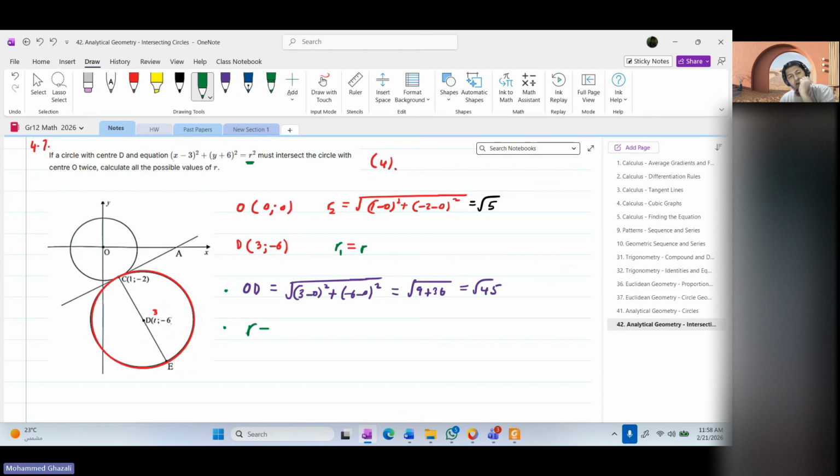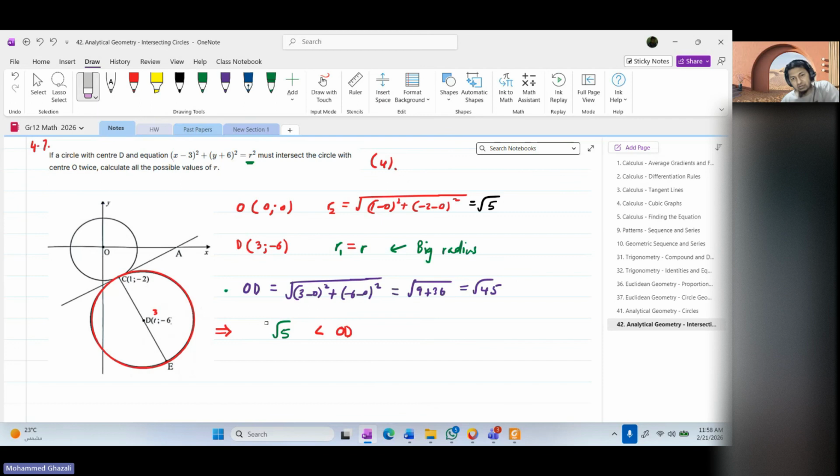We need the small r. No, this is the big R, right? That's the big radius. R minus root 5 must be between OD.